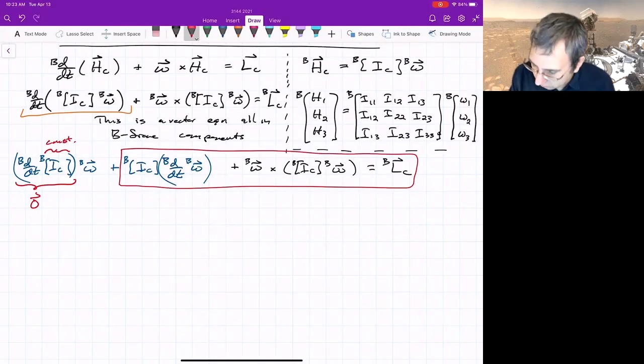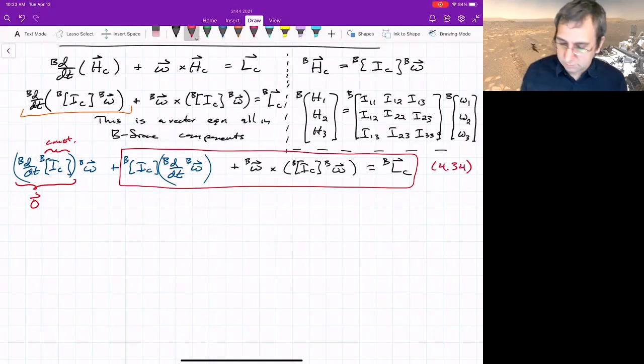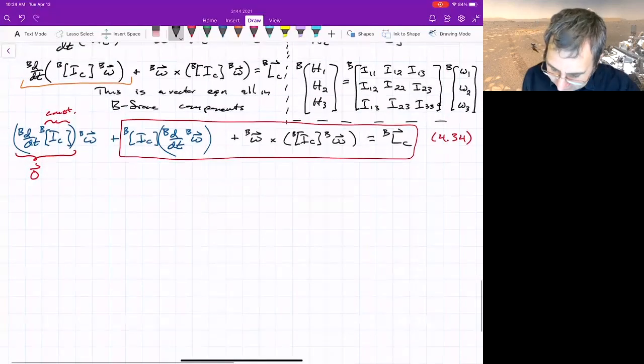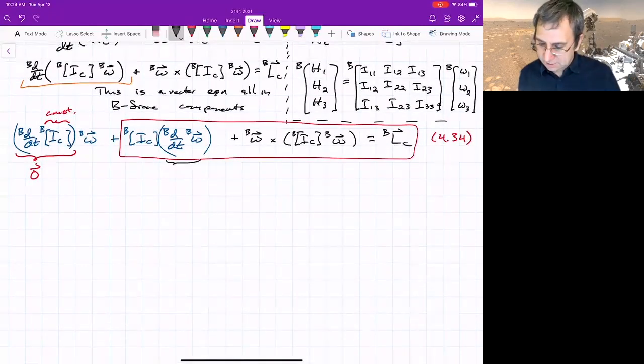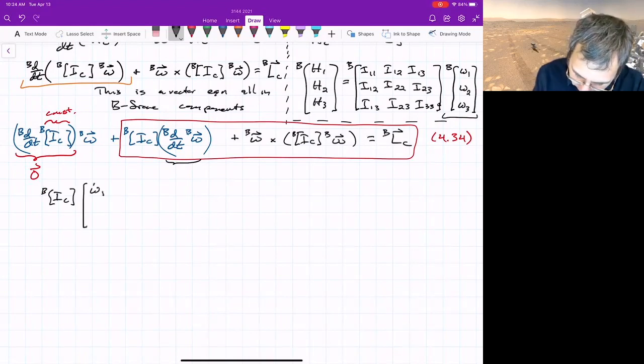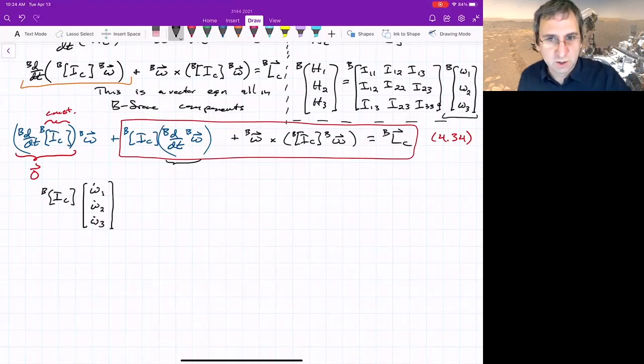This is equivalent to equation 4.34 in the book, although I'm being more careful about what frame things are being written in. If we were to write this out, the derivatives of the omega vector individually are just going to be omega 1 dot, omega 2 dot, omega 3 dot. It's just the time rate of change of those. So this will all become I_C times omega 1 dot, omega 2 dot, omega 3 dot. It's just the rates of change of those body fixed frame components.